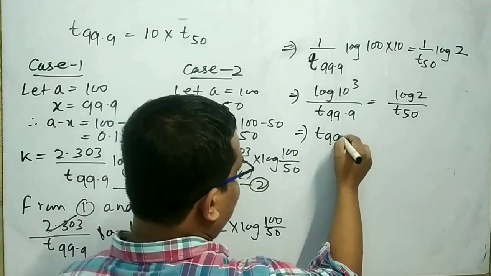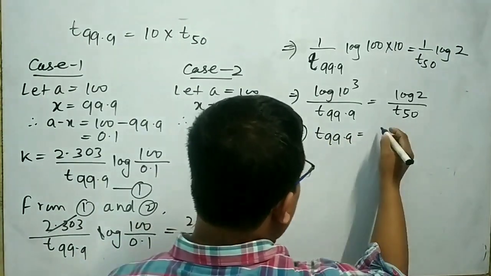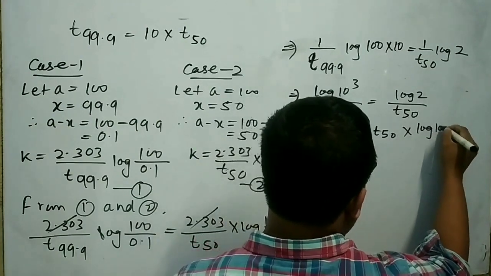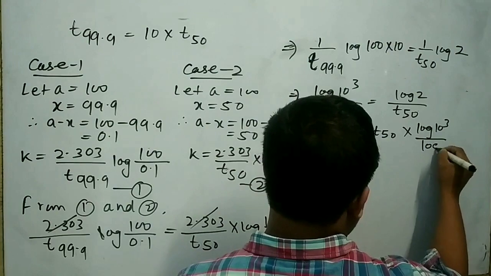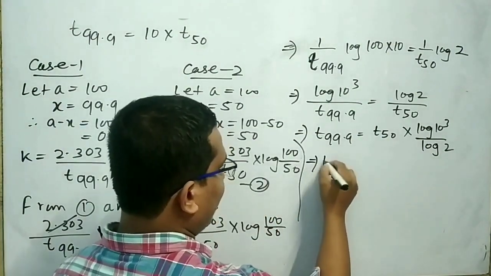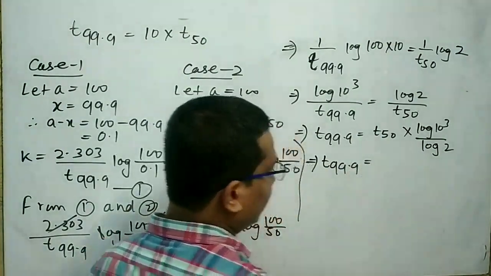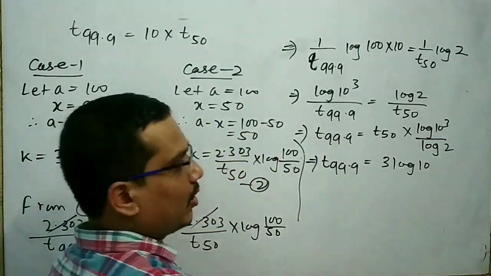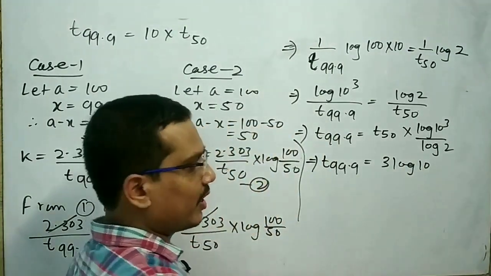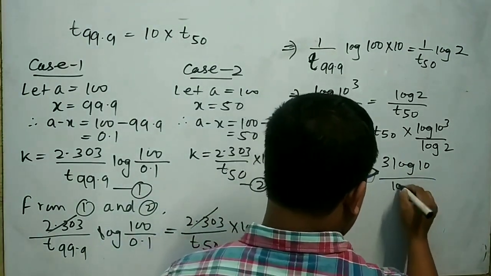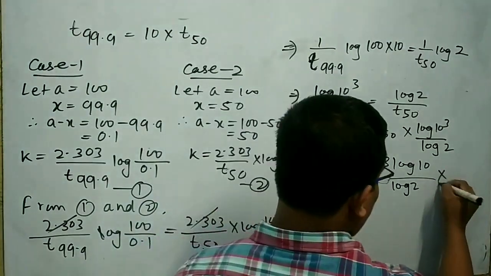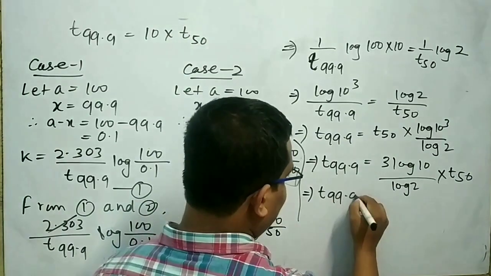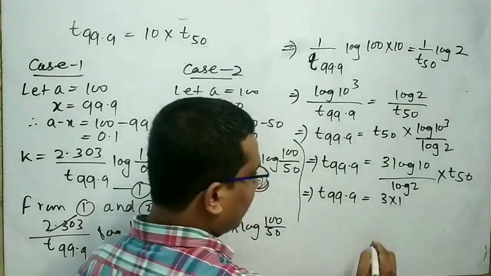Now T99.9 equal to T50 into log 10 to the 3 divided by log 2. Now I can write T99.9 equal to 3 log 10, because log 10 to the 3 is equal to 3 log 10. Now divide by log 2. Here we can write T50.